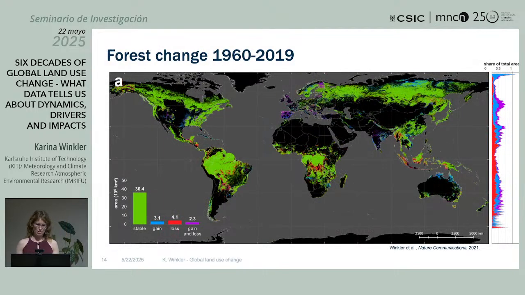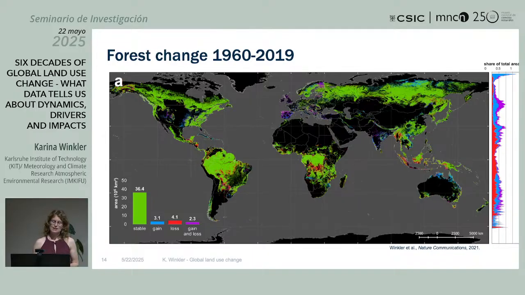When we look at forest change, we see spatially divergent patterns. Here in green, you can see all the areas that have remained forest in that time, so stable forest areas. In blue, you can see areas where forests have been gained, and in red, areas where forests have been lost. The violet areas are areas where there have been dynamic changes. So, for example, forests have been lost in the 1960s and then later gained again. So there are some gains and losses in this period.